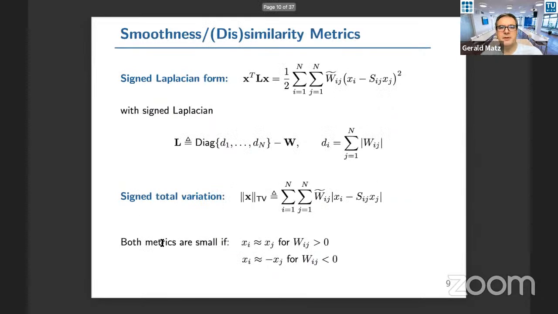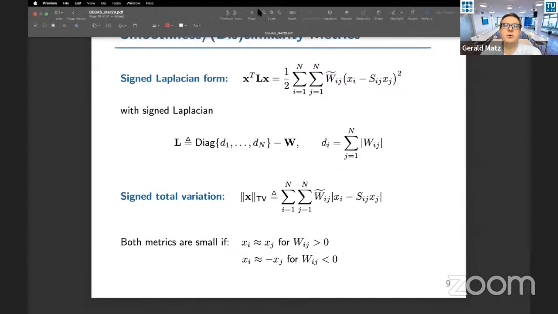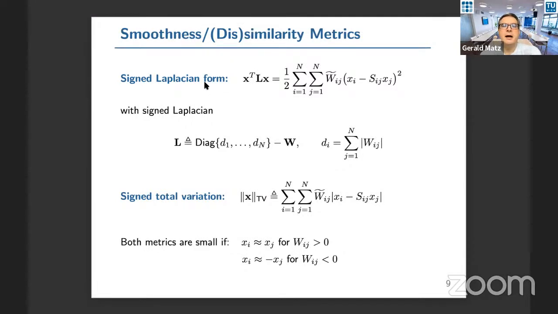So what can we say about these kind of graphs? There's lots of tools that can be generalized from the case of unsigned graphs. Specifically, we can come up with generalized notions of similarity and smoothness. And so one way to go for that is to define a generalized version of the Laplacian matrix. So this looks pretty similar to what we have in the unsigned case. It's a diagonal matrix consisting of the degrees minus the edge weight matrix.